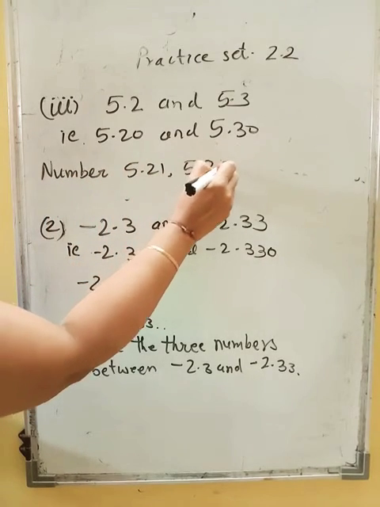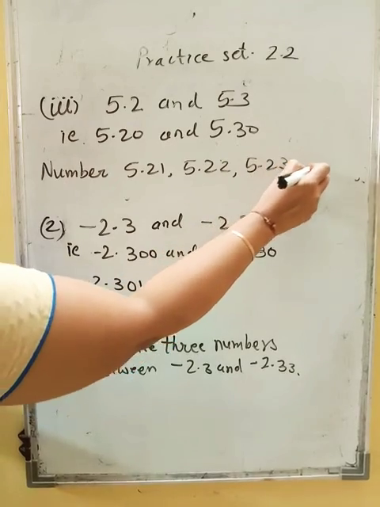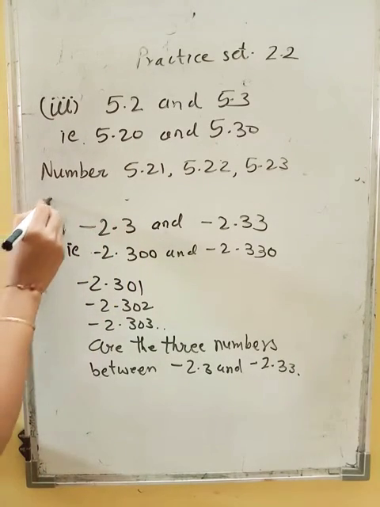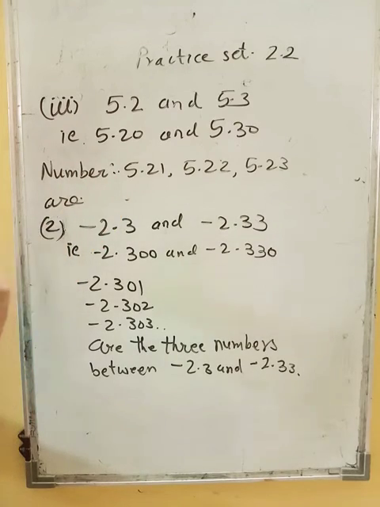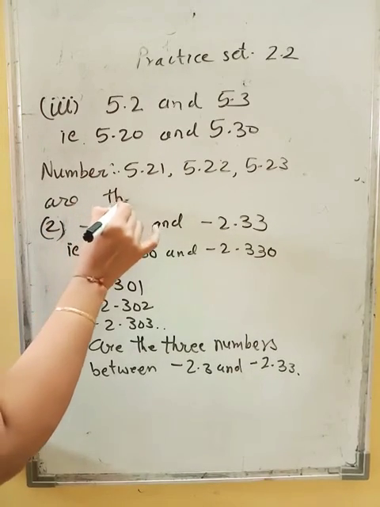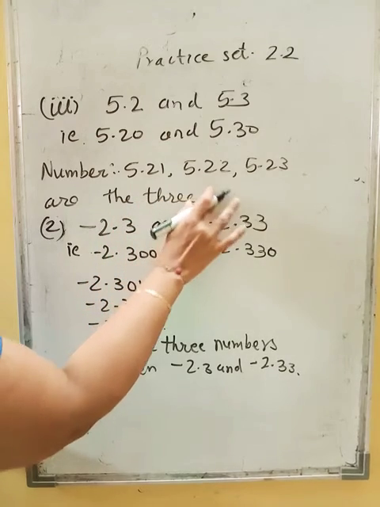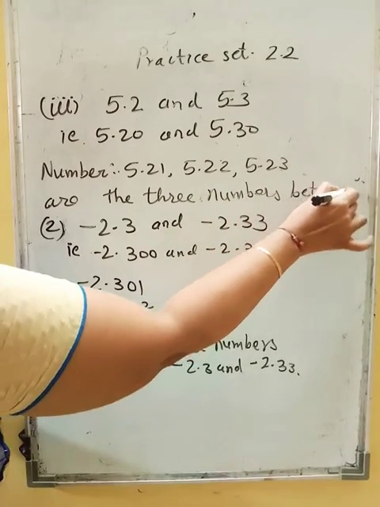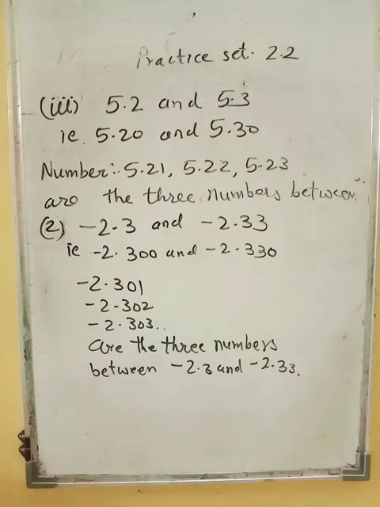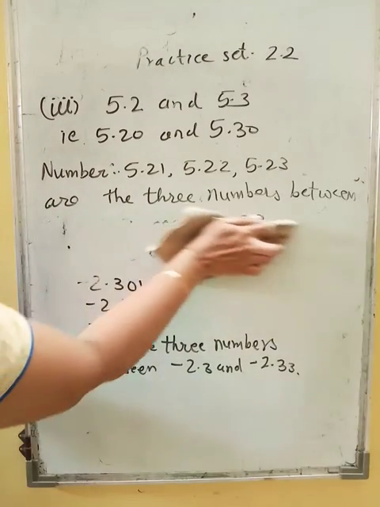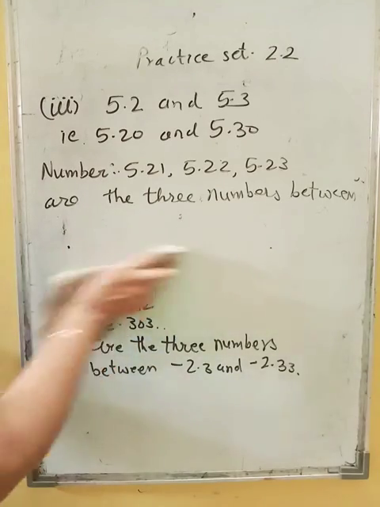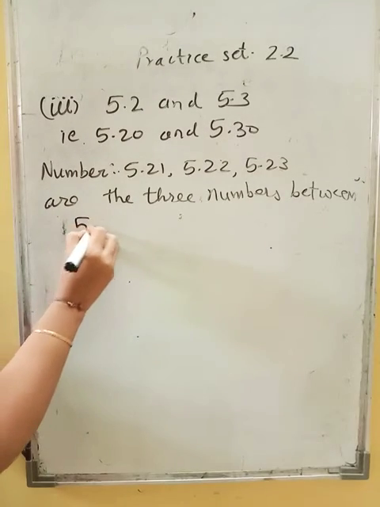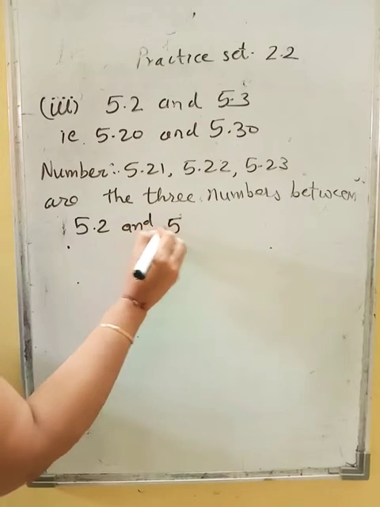So numbers 5.21, 5.22, 5.23 are the three numbers between 5.2 and 5.3.